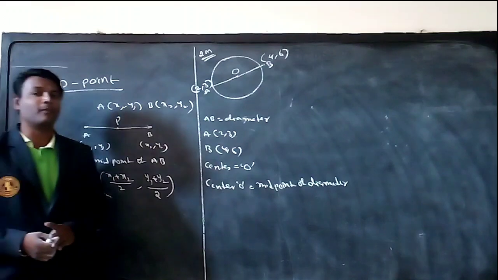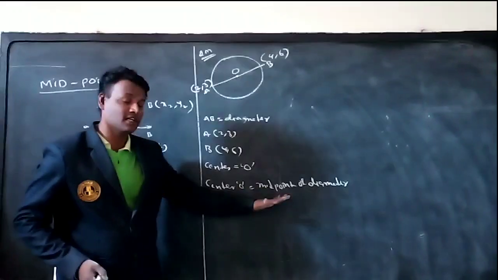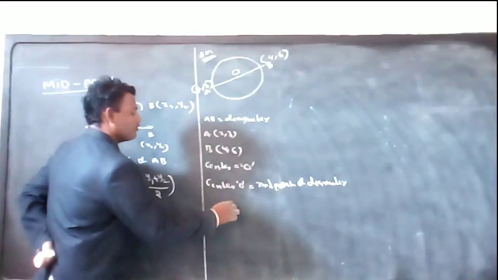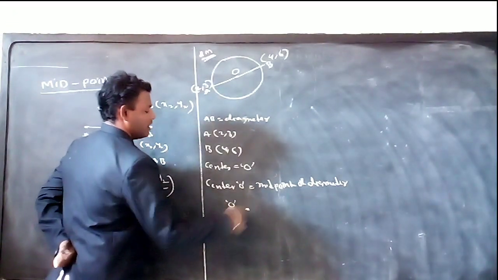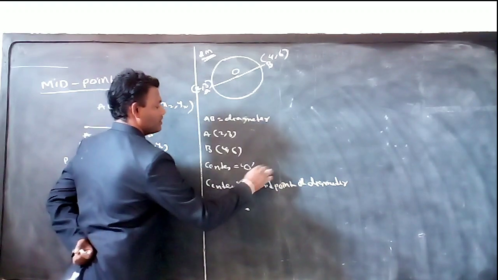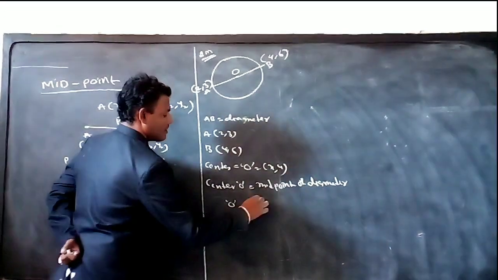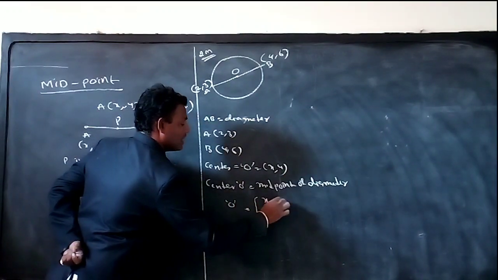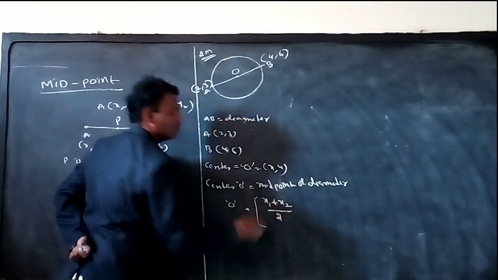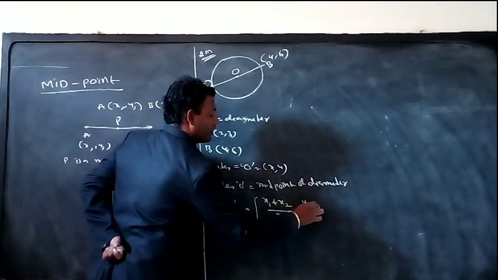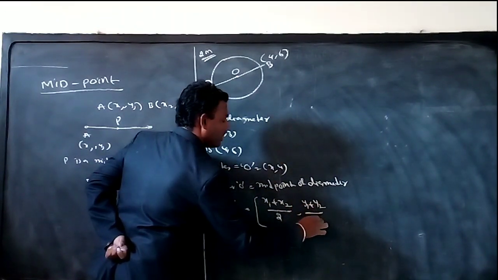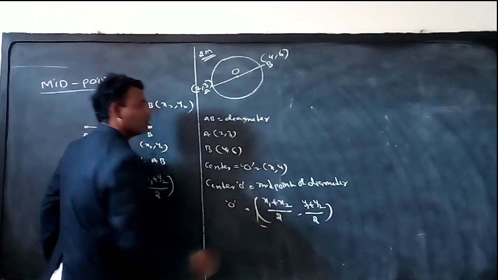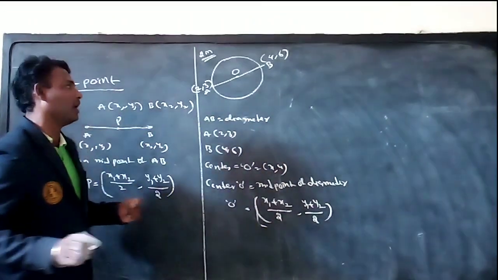Center O is equal to the midpoint of the diameter. To find the center, you have to take the midpoint of the diameter. So what is center O? What is the formula to find the midpoint? (x1 plus x2) by 2, (y1 plus y2) by 2. Formula to find the midpoint: (x1 plus x2) by 2 and (y1 plus y2) by 2.